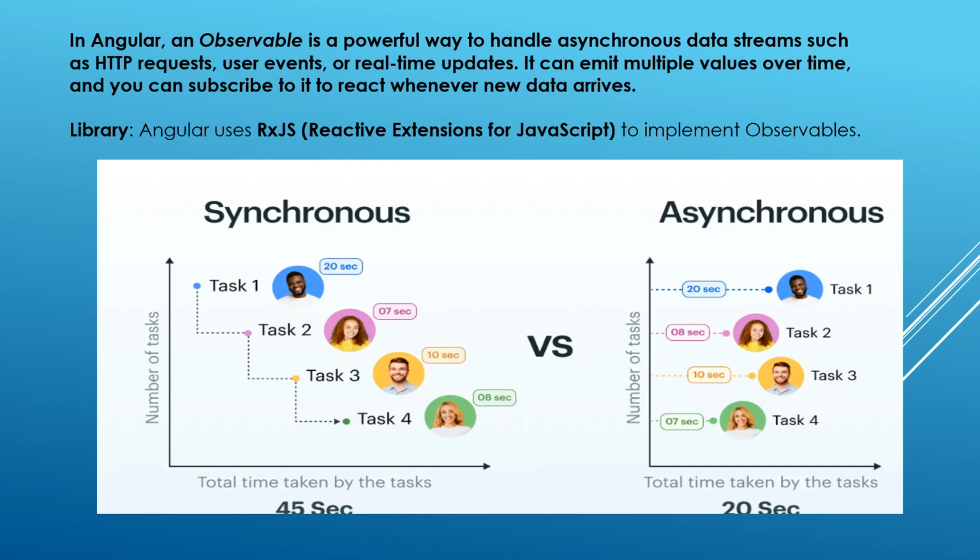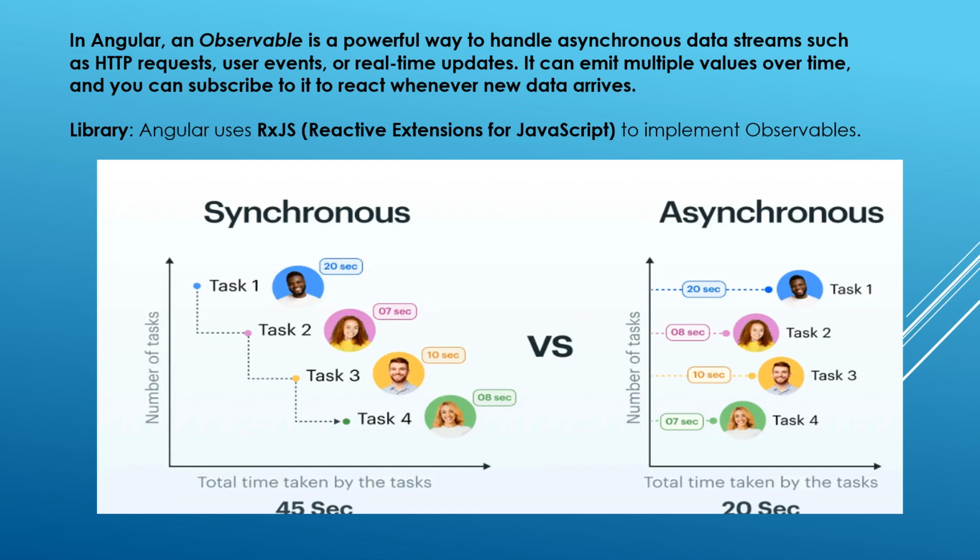In synchronous programming, suppose task 1 to task 4 complete, it will take 45 seconds total time. But in asynchronous programming, it takes almost 20 seconds, right? So this is the major benefit of using asynchronous programming. It improves the performance of our applications, right?